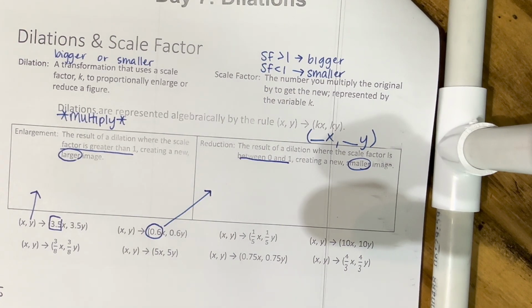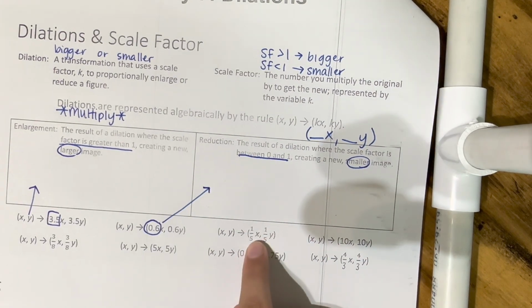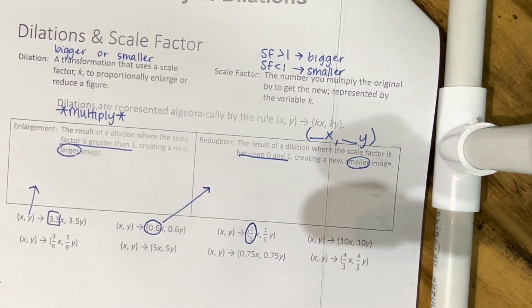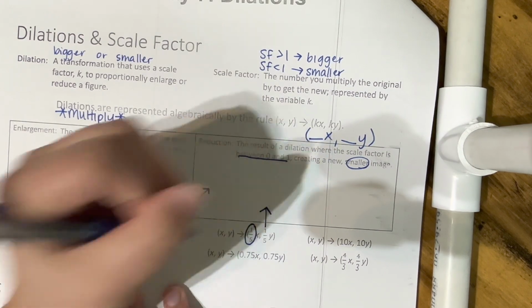Some examples I want to go over are fractions. So for example, this one right here, we have 1/5 x, 1/5 y. I know that 1/5 is less than 1 because that numerator is smaller than the denominator. So this is a reduction.